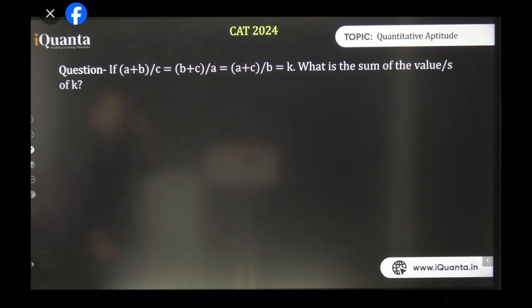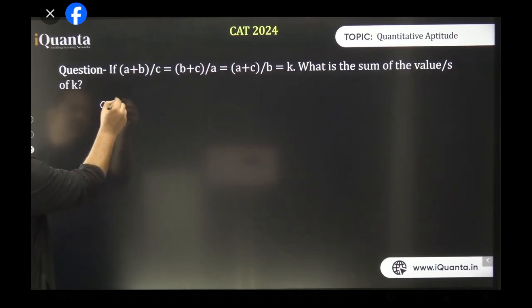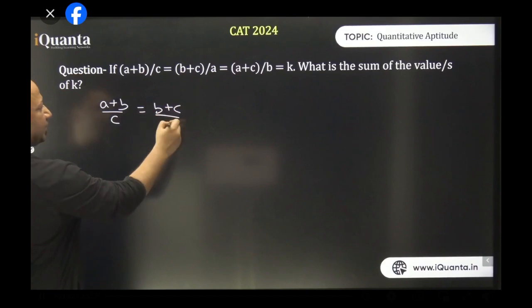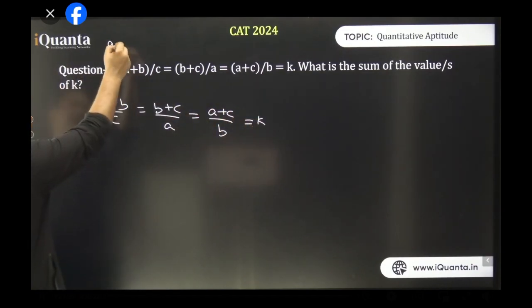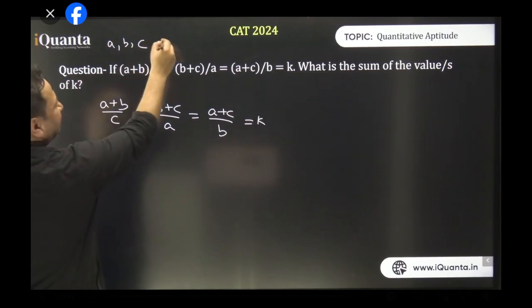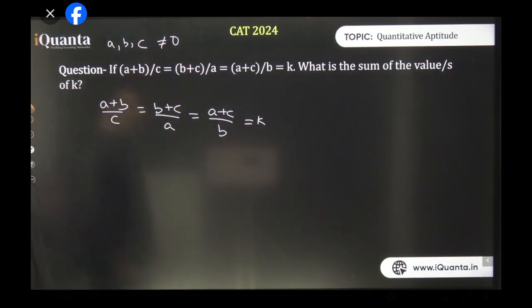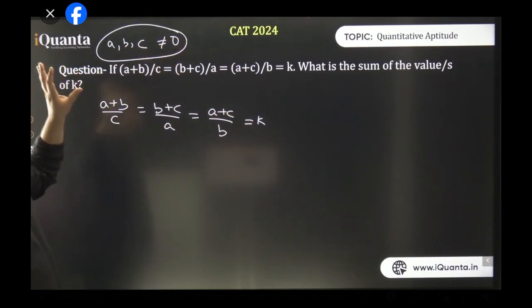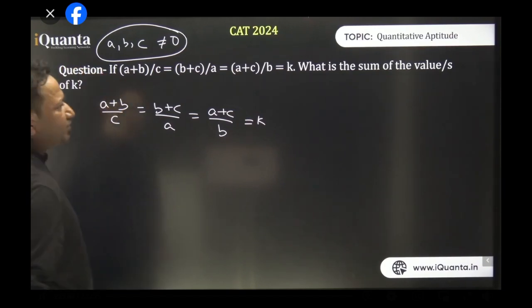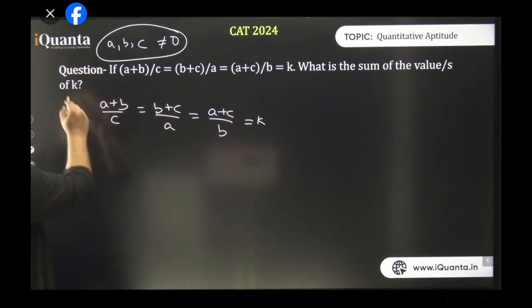Let us try to solve this question. I'll rewrite it. a plus b upon c is equal to b plus c upon a is equal to a plus c upon b is equal to k. I'm writing already that a, b, c, none of them is equal to 0. Okay? By the way, it makes sense. If it is equal to 0, this becomes infinite. तो लिखो ना लिखो फर्क नहीं पड़ता, लिख दिया मैंने. Neither a nor b nor c is equal to 0. This is what is given to you, and they have asked you what is sum of the values of k. Here, try to find this out.